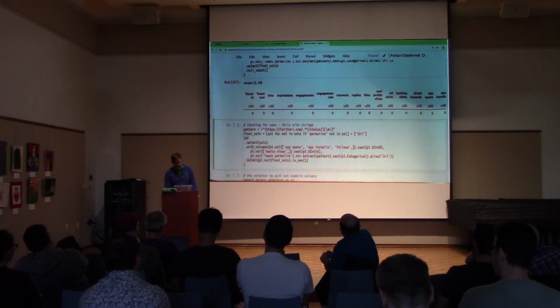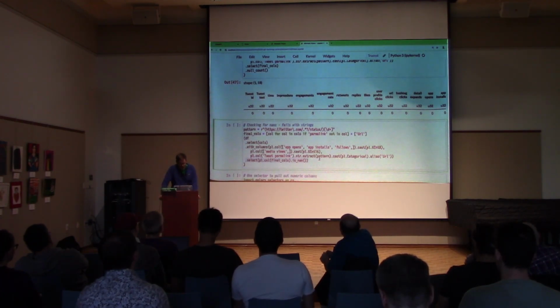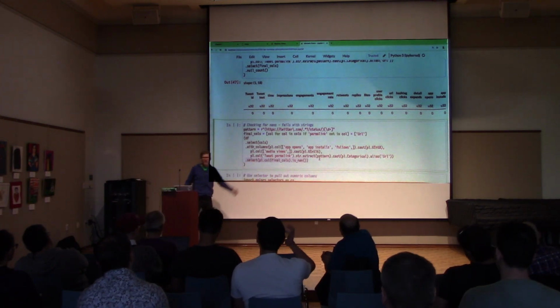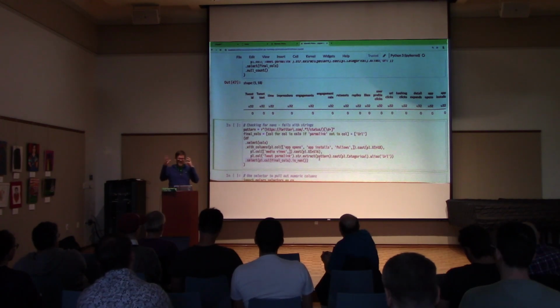So to do that, I need to do something like this. What I'm going to do is say select, and then I'm going to say pl.col, and inside that I'm going to put final columns. So again, this is a little bit different. I'm not just passing a single column in there.